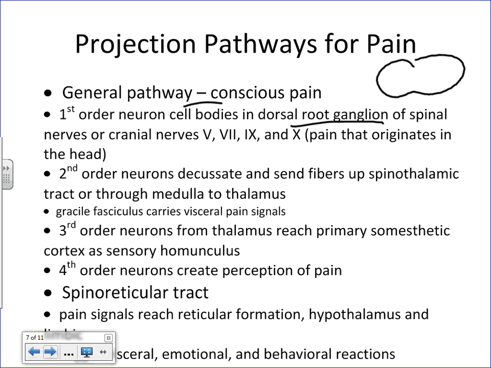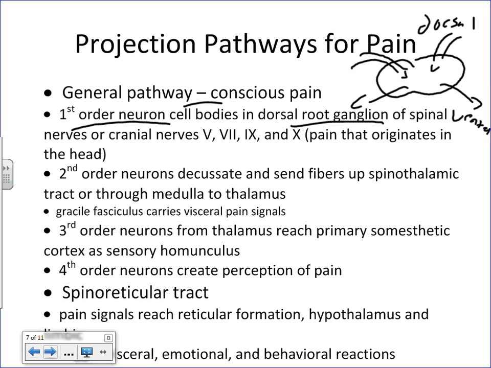Now, one thing you have to bear in mind about the spinal cord is sensory information always enters the dorsal aspect. Motor output always exits the ventral aspect. So that's why we're saying the first order neurons enter the dorsal root ganglion of the spinal nerves, and then they synapse with their second order neurons. Now there are essentially two separate tracks that pain tends to take on its way up to the brain: the spinothalamic tract, and, what's the other one?